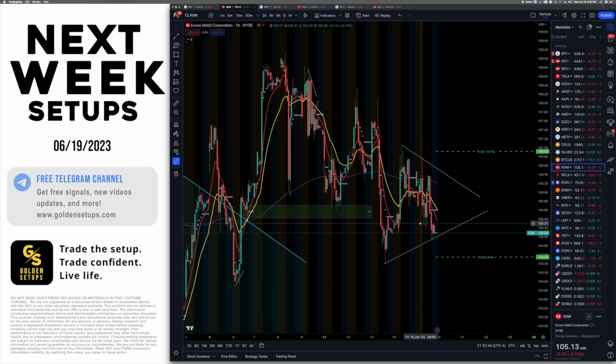All right, and what we're left with is 2 trend lines right here on ExxonMobil. If we break down below this one, we're looking at this target week. If we happen to break up above this trend line, we got a target strong. Feel free to pause the video and get those levels. We're gonna move right along.